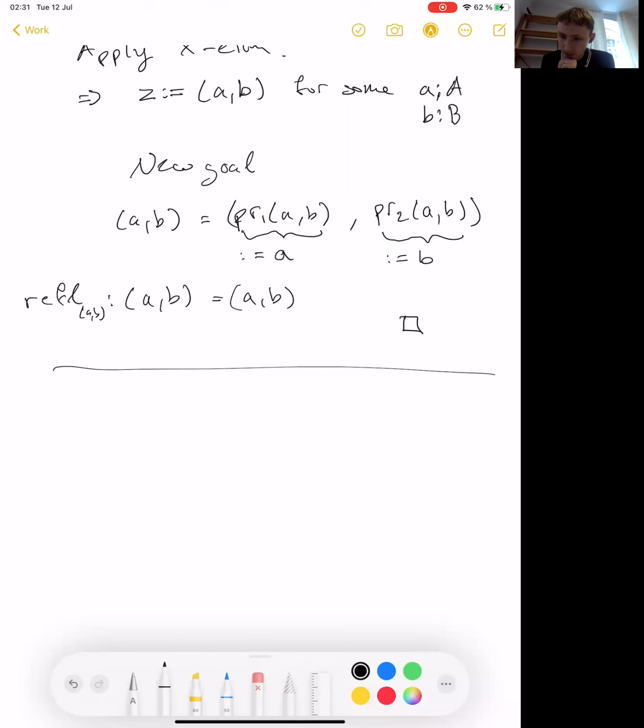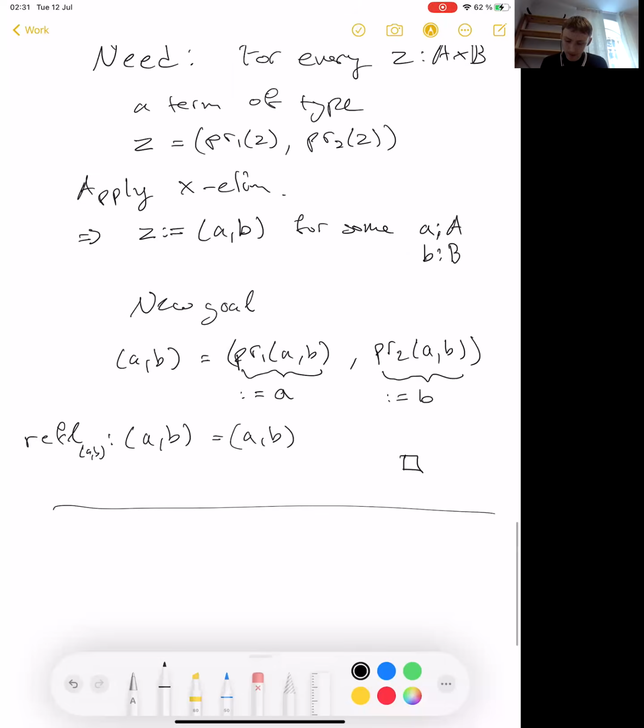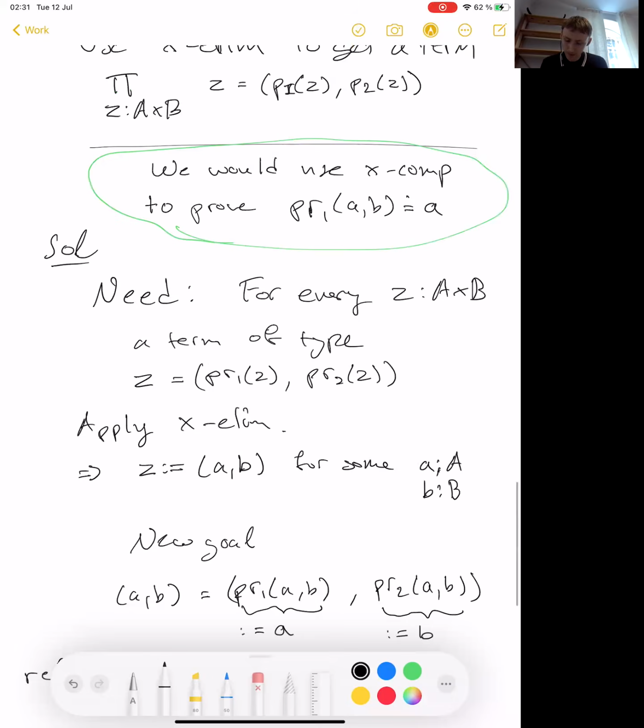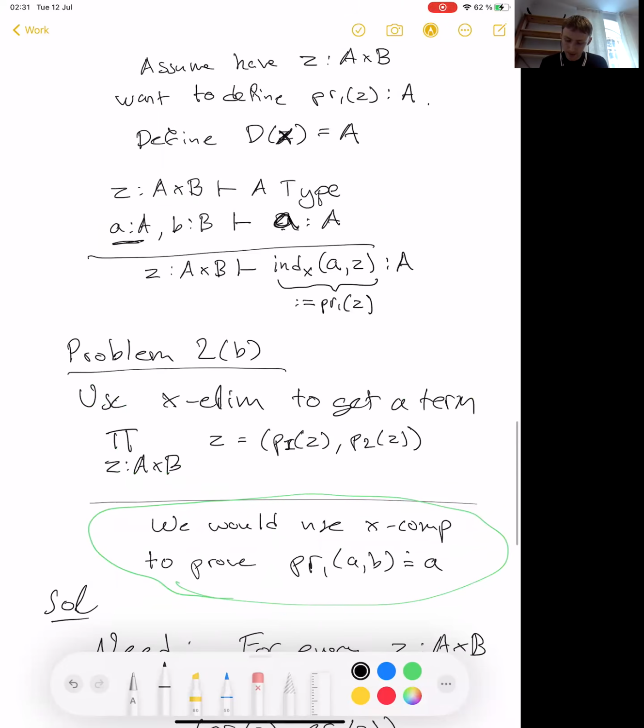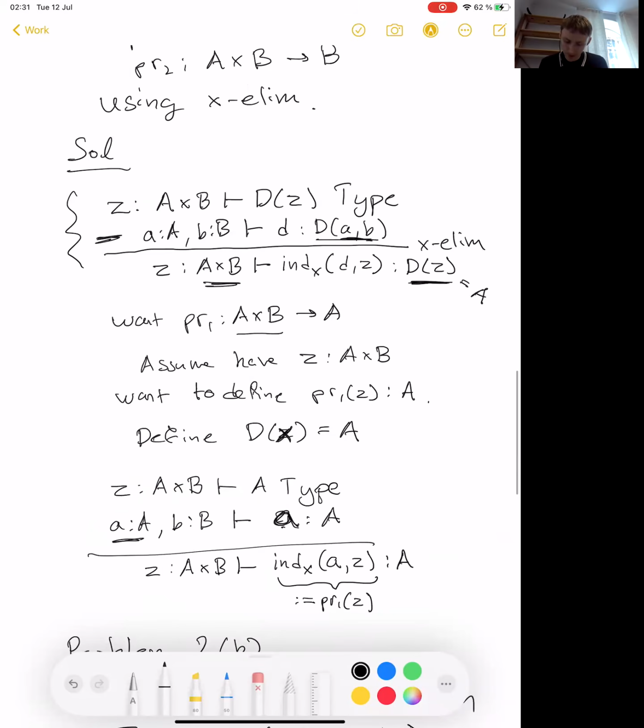I'm confused by z equals a comma b for some a, b. Isn't that what we're trying to prove? Maybe I did that a bit too quickly. So the idea here was that, oh, sorry, where is that? This is our elimination rule. So let's try to spell this out.